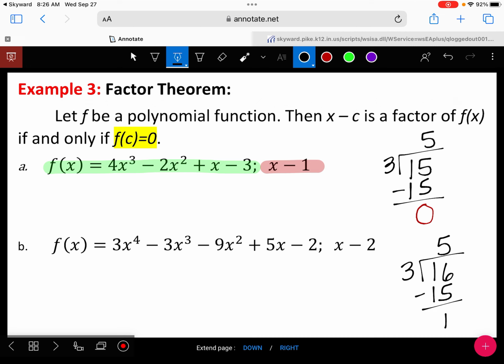So what we're trying to see is, is x minus 1 a factor of this function? And we're going to use the remainder theorem. The first thing you want to do is set this factor equal to 0. What do you get when you set this equal to 0? x minus 1 equals 0, you get x equals 1. So you need to find f of 1, to see if you get 0. If you get 0, the answer is yes, x minus 1 is a factor. For part B, you're going to find f of 2 to see if you get 0.